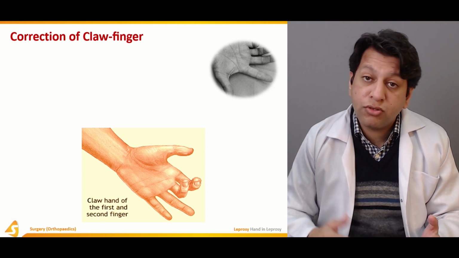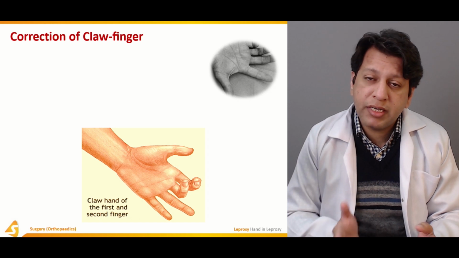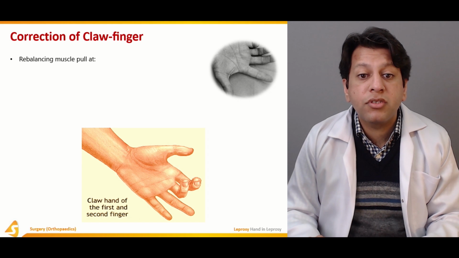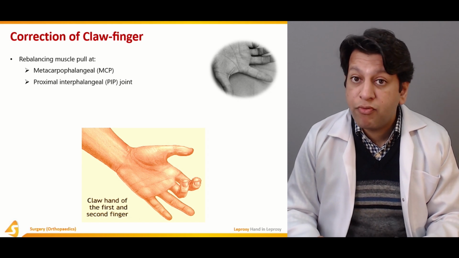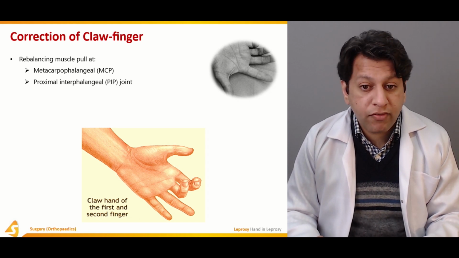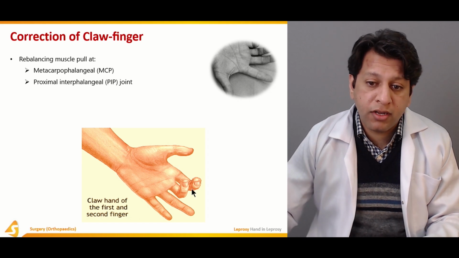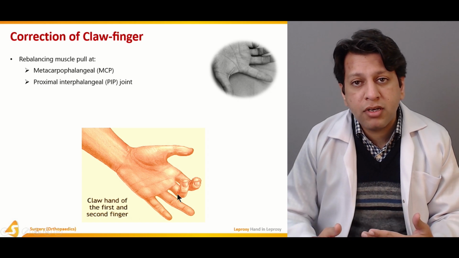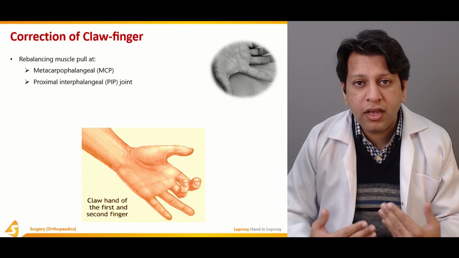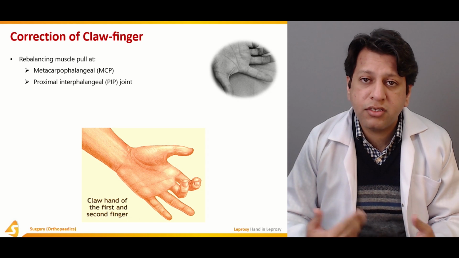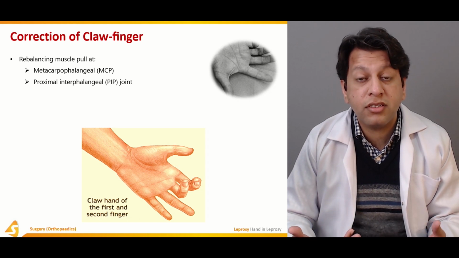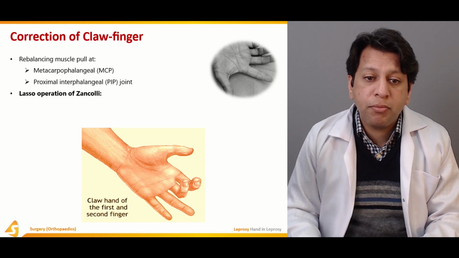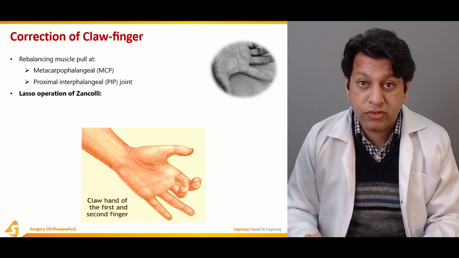The correction, as you know, if it's only ulnar nerve palsy and the median nerve and radial nerve are intact, then we can correct it by rebalancing the muscle pull at the metacarpophalangeal joint and proximal interphalangeal joint, which is the most important part at this level and at this level. And we know at the proximal interphalangeal joint it is the FDS insertion, and at the distal interphalangeal joint it is the FDP or flexor digitorum profundus insertion. So the option is Zancolli's lasso operation.